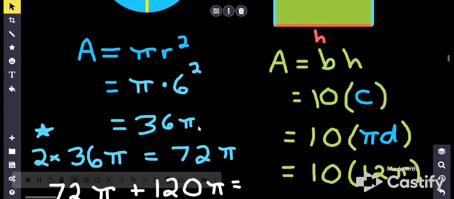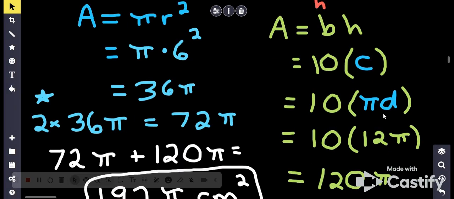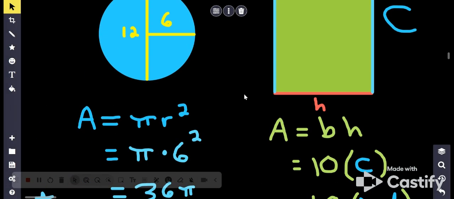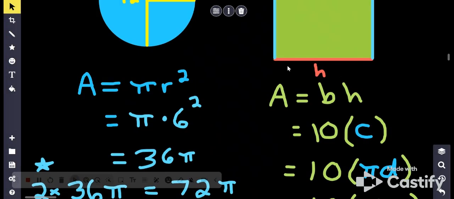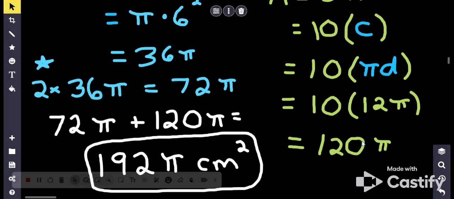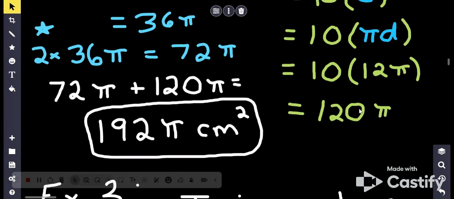I think it looks cleanest just leaving it as pi. And then remember that the circumference of a circle is pi d, pi times the diameter. So what we're going to do is substitute in 12 for d, because we found out that up here the diameter was 12. So instead of base times height, now it's 10, because remember the height was 10, times c, and now c is pi times d, or 12 pi. So now we have the area of this whole figure is 120 pi.